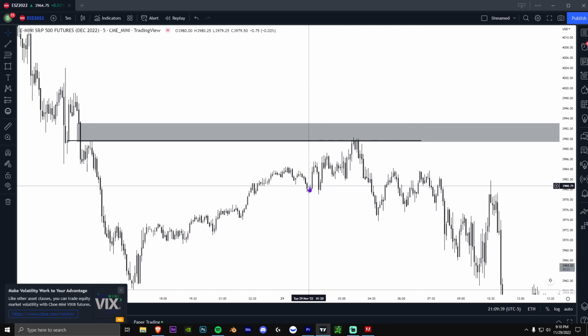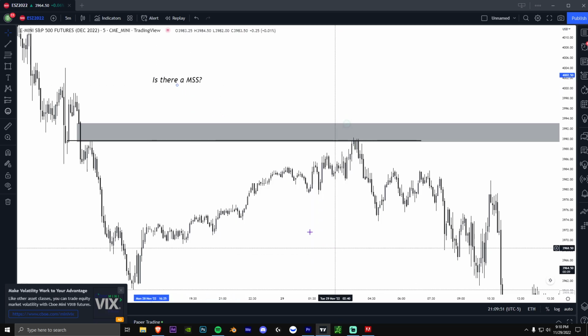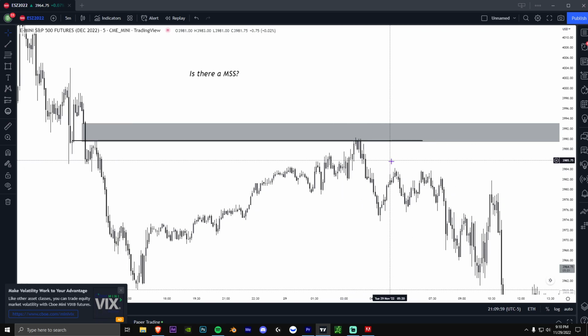So what do I look for? Well, the other things I look for in my checklist, I'm going to write them down. Is there a market structure shift? That's the next thing I ask myself. Is there a market structure shift? No, not yet. So I'm not just going to randomly short this without confirmation. So what that means is I'm going to wait for confirmation. I'm going to wait till we reject this and then have a market structure shift.